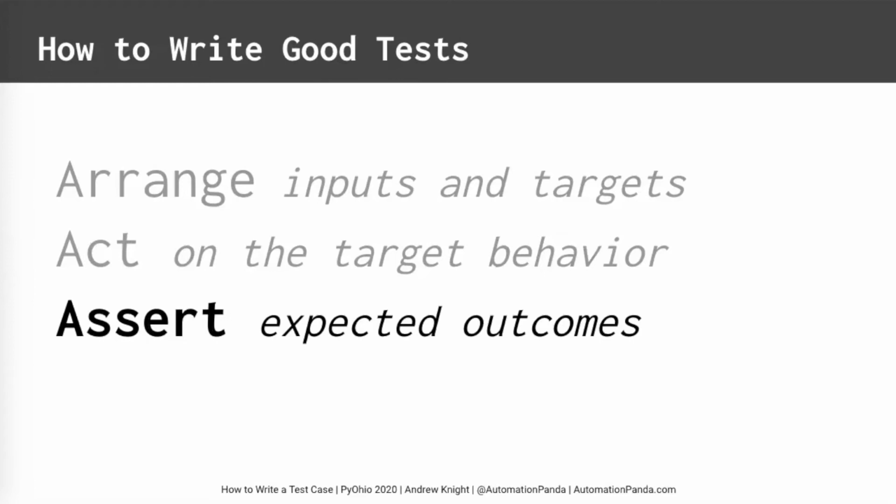Third, assert expected outcomes. Act steps should elicit some sort of response. Assert steps verify the goodness or badness of that response. Sometimes assertions are as simple as checking numeric or string values. Other times, they may require checking multiple facets of the system. Assertions will ultimately determine if the test passes or fails.